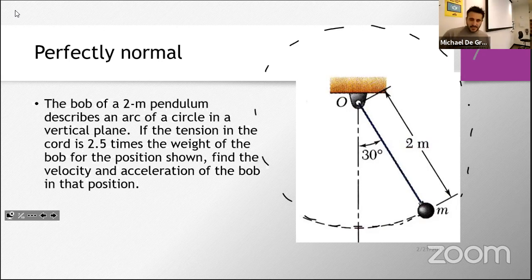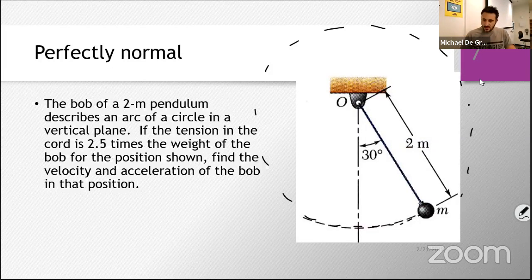We know the tension in the cord is 2.5 times the weight of the bob for the position shown. We need to find the velocity and the acceleration of the bob. Okay. So how do we do that? Well, what's it asking us for? It's asking us for the velocity and the acceleration. Well, at first glance, you'd be like, that sounds kind of like a kinematic problem, except that they're giving us forces. And whenever we're given forces, we should try to use Newton's second law.